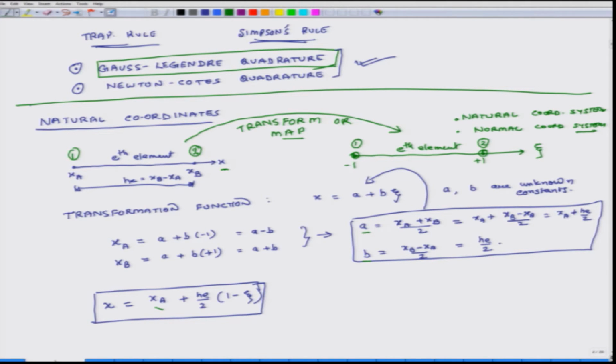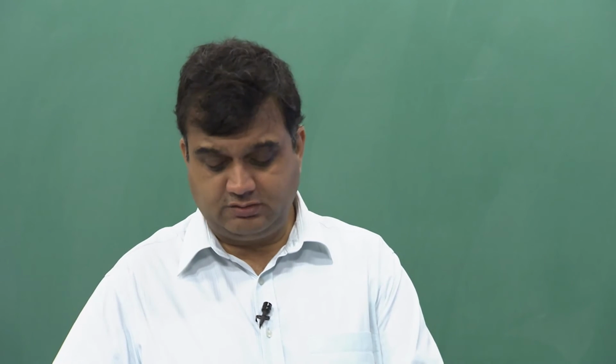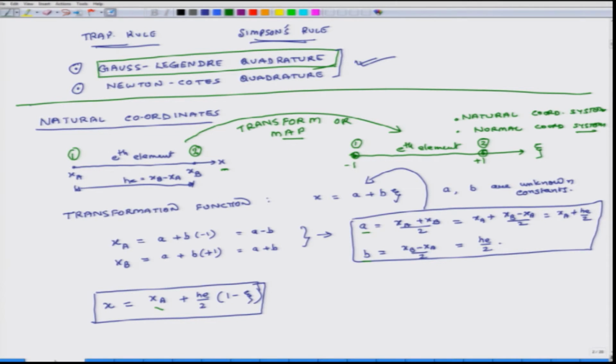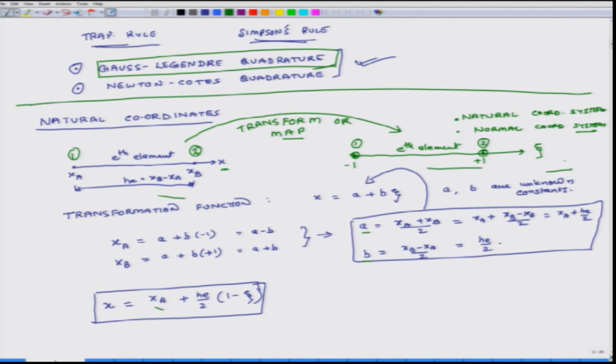So, how does this help? If I can integrate in the zeta coordinate system, then the integration mechanism does not have to change from element to element, right. In an extremely large number of cases, all the commercial codes do not integrate in x coordinate system, they actually integrate in zeta coordinate system. And how do we perform this integration? We perform it using Gauss Legendre quadrature. We will understand the details later, but all those numerical integrations happen in the zeta coordinate system. So, this is very important to understand.